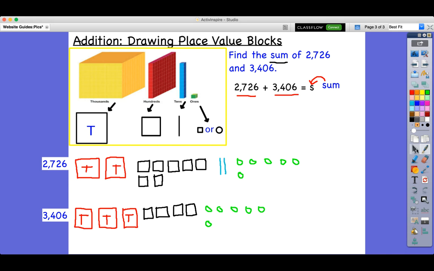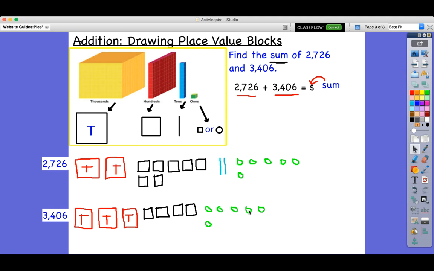Now with place value blocks, you could really add with either of the numbers, or you could start with your highest place value or your lowest place value. But when you start to do other strategies like standard algorithm or expanded form, you're going to start in the ones place. So I'm going to start in the ones place while we're doing this strategy as well. So I'm going to count all of my ones in both of these two numbers. So I have 1, 2, 3, 4, 5, 6, 7, 8, 9, 10.